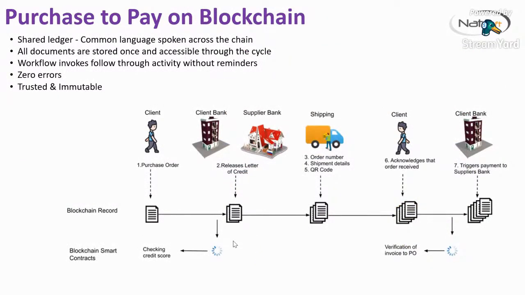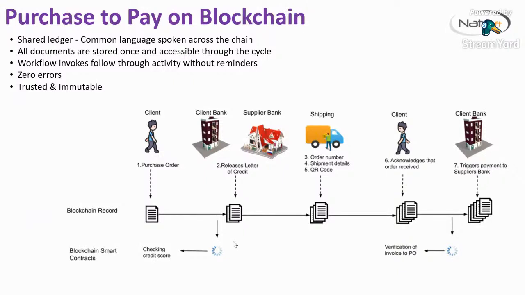Okay, in a blockchain, you have a blockchain record that is the middle line, right? So this whole set of records that are raised through the cycle is maintained in a blockchain, right? And the access to those records can be created multiple times. So you have, first of all, a shared ledger, a common language spoken across the line.